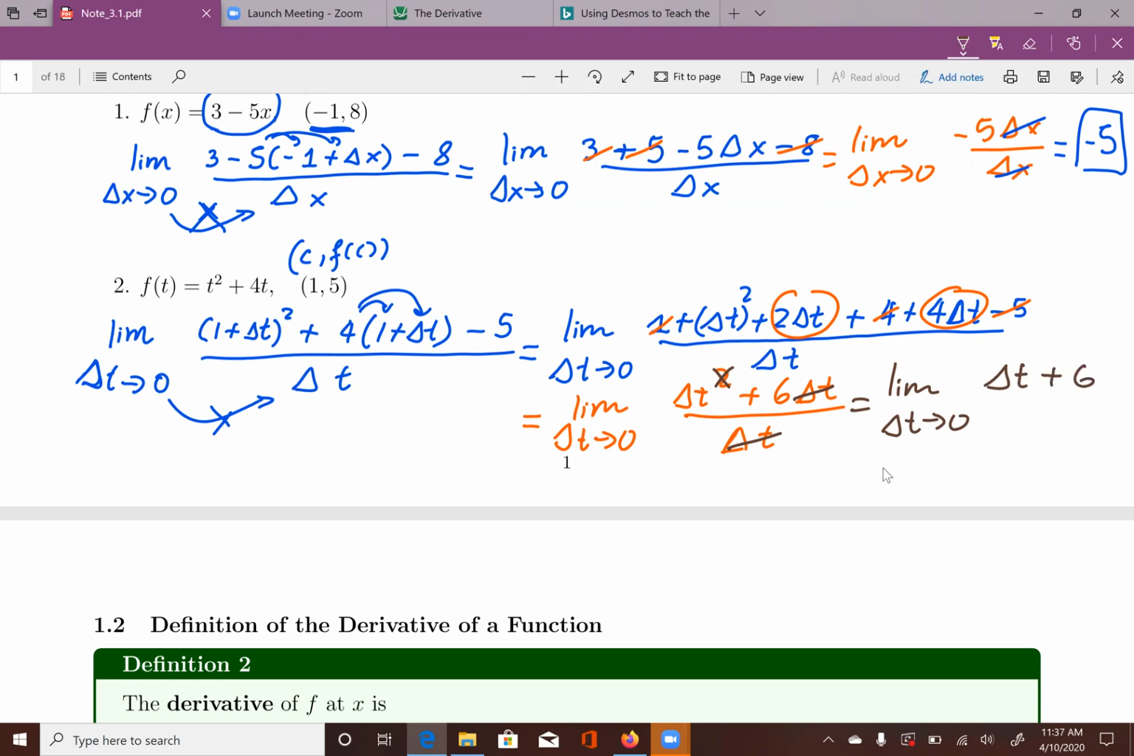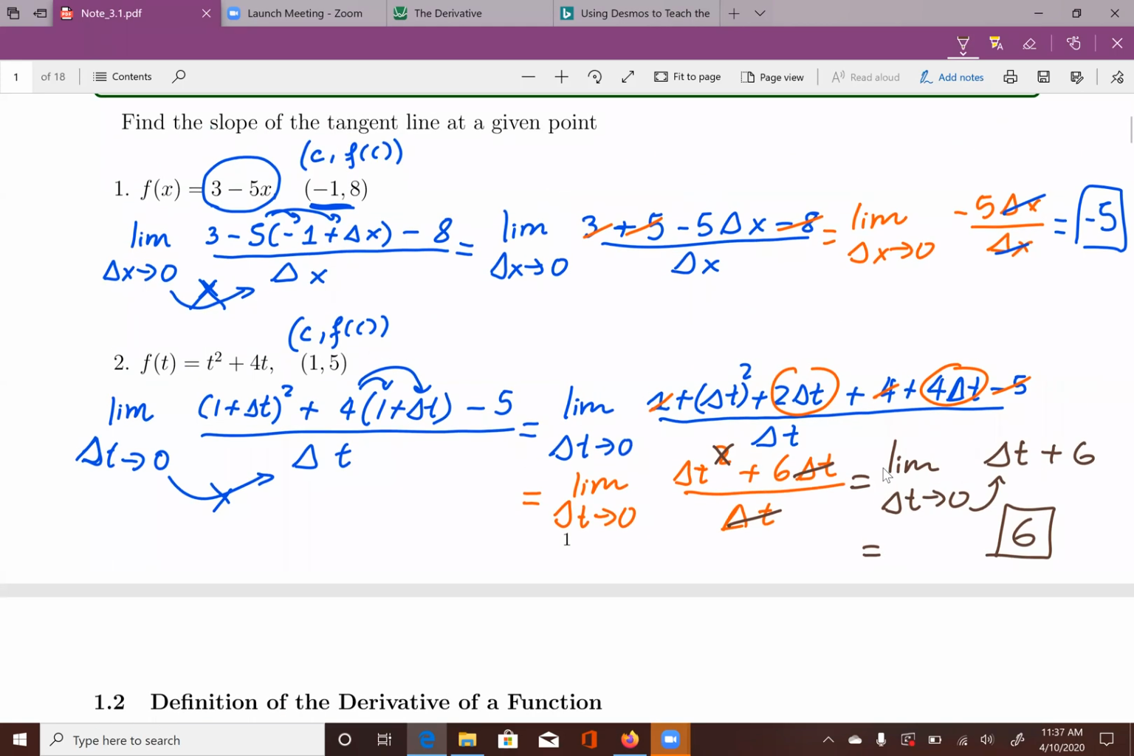Now you can ask yourself, can I plug 0 into delta t? And the answer is yes, right? Because it's not going to give us any problem. So the answer for this question is 6. So 6 is the slope of the tangent line that goes through this point of this function.